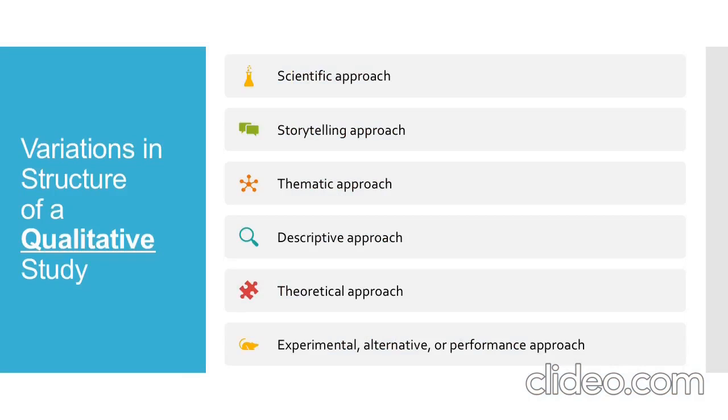Thus, it is important to become accustomed to alternative types of structure or variations on how to compose a qualitative research report. Now, the first one is a scientific approach, which is similar to a quantitative study in which all or most of the 5 sections, introduction, review of literature, methods, results, and discussion, are present. Second, a storytelling approach, which can have varied structure. The author uses literary devices, for example, metaphors, analogies, plot, climax, and persuasive, creative writing to present the study.